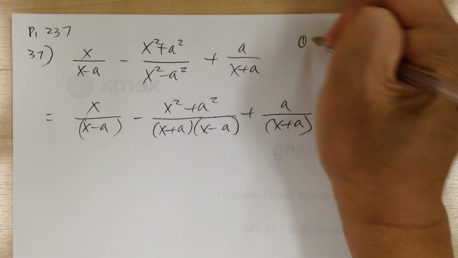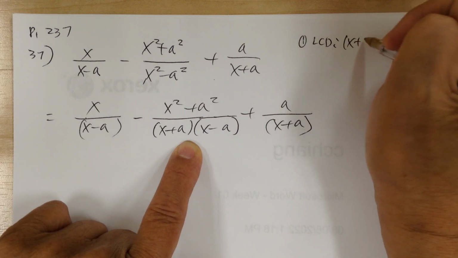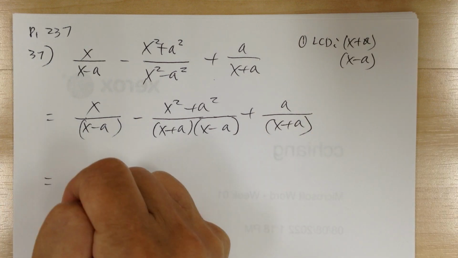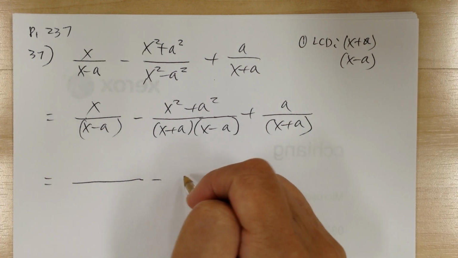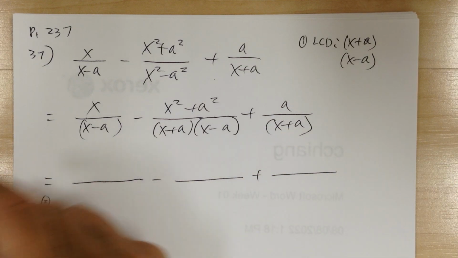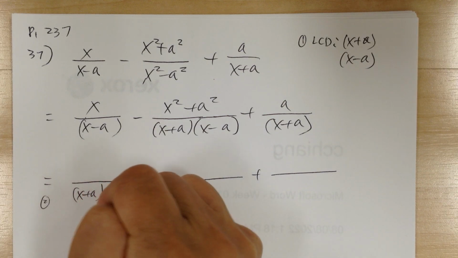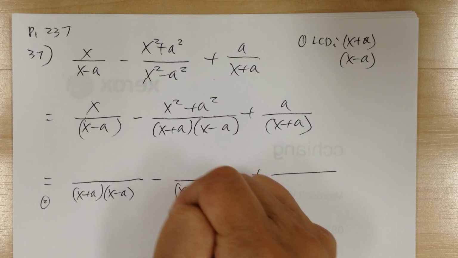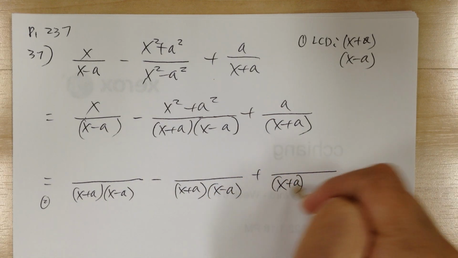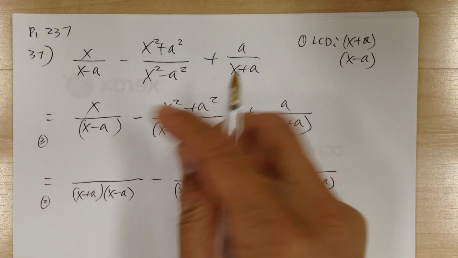Okay, so step 1, the LCD would be just x plus a and x minus a. That would be your LCD. So this is not too bad. Step 2, don't do anything extra, just put your LCD down here. There's a lot of writing, but you have to be patient. Just go through.